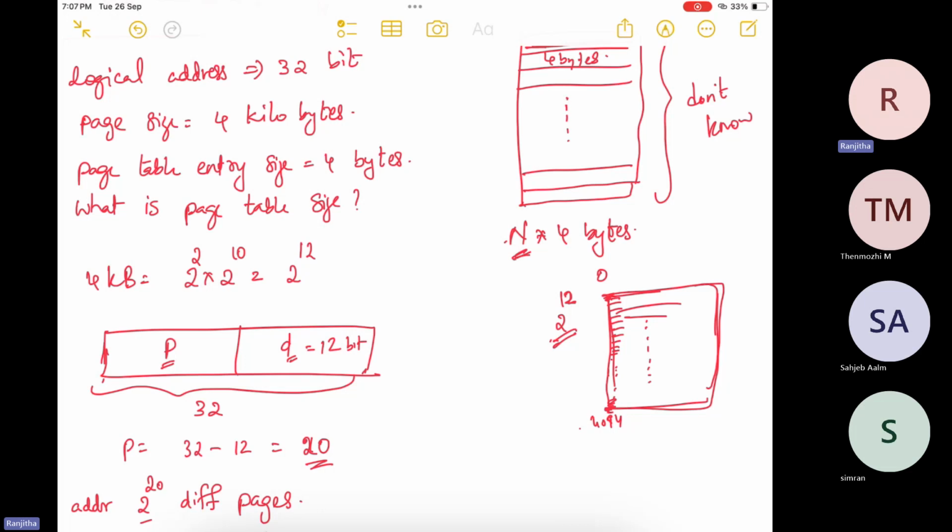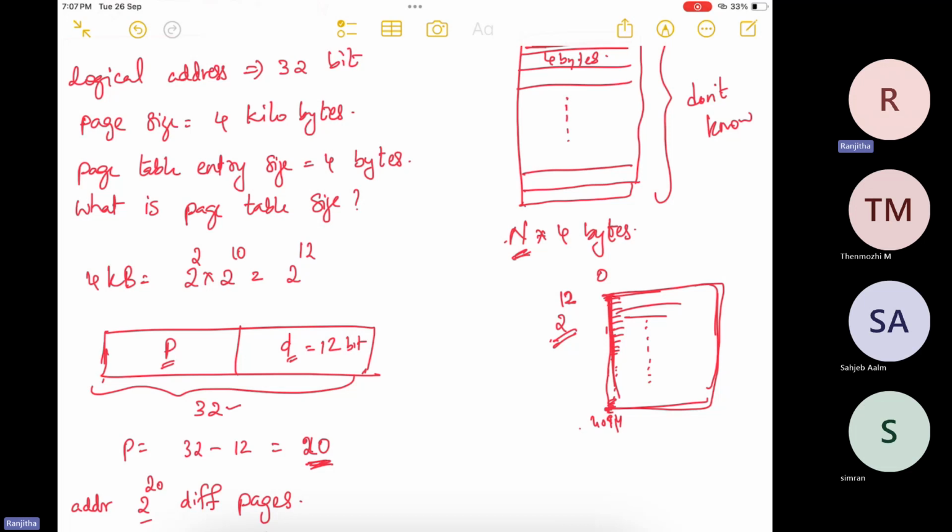Now we have what is known as the page number, which will help us identify the frame. This is also represented using some number of bits. So how many in total? It is given that we have 32 bits. Of the 32, 12 bits are used for representing the offset or displacement within the page. So the remaining 20 bits are used to represent the number of pages available.